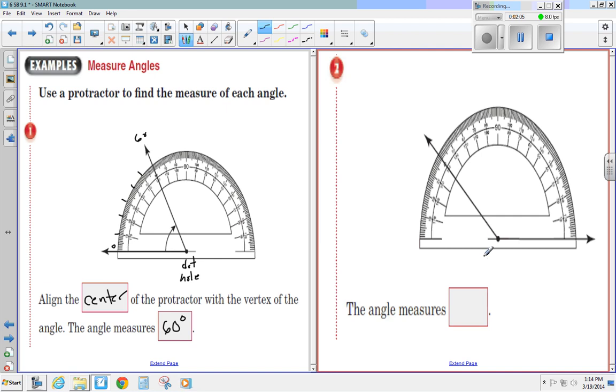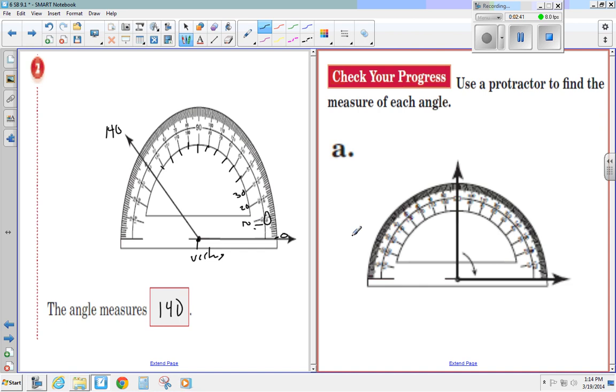All right, try this one. Line it up here. This time you're starting at, again, 0, but if you look, this number here is 170. Your angle measure is not 170. It's this one right here. This is 10, 20, 30, 40, 50, 60, 70, 80, 90, and 140. So your angle measures 140. We lined it up on the vertex and made our angle measure.